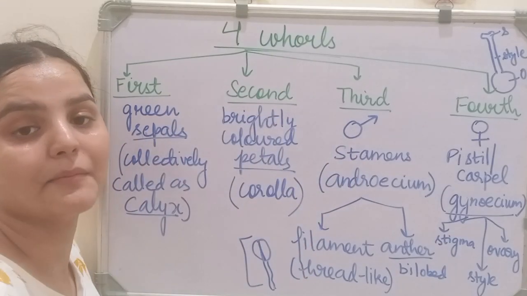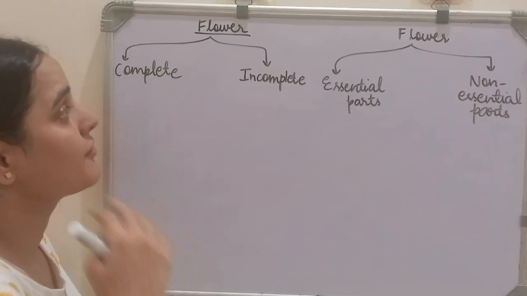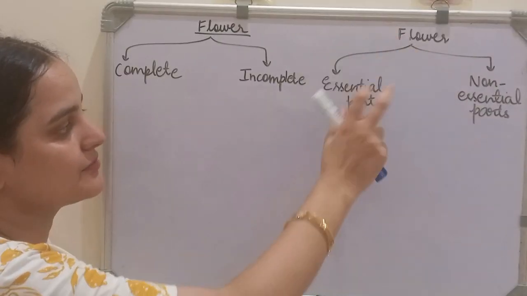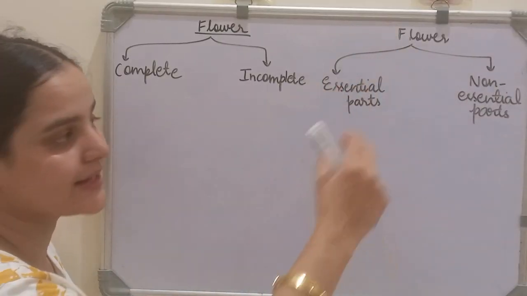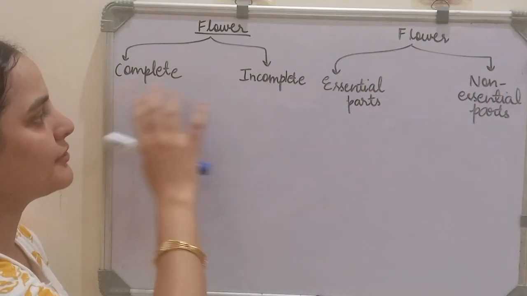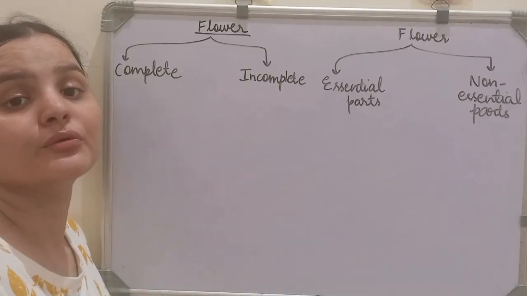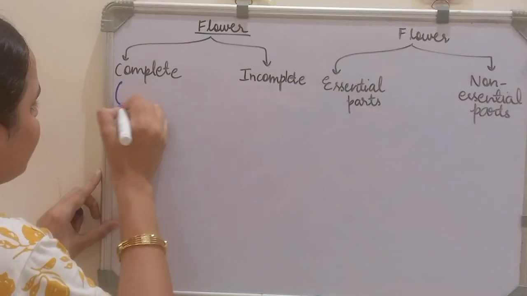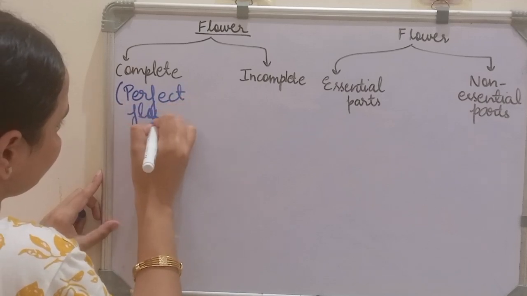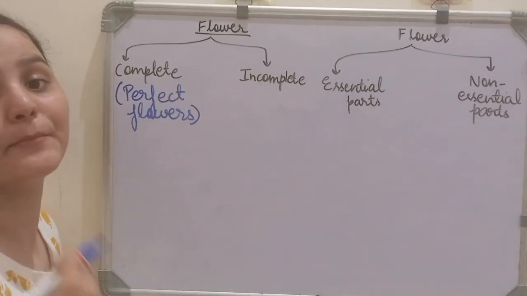Now let's study about complete and incomplete flowers. Let's classify flowers as complete and incomplete flowers, flowers which include the essential parts and flowers which include the non-essential parts. So let's first study about complete and incomplete flowers. Complete flowers are also known as perfect flowers, while incomplete flowers are known as imperfect flowers.